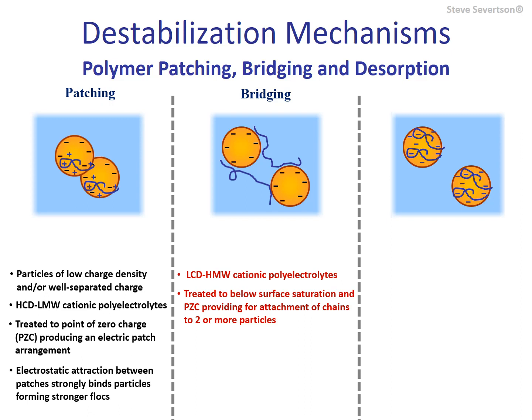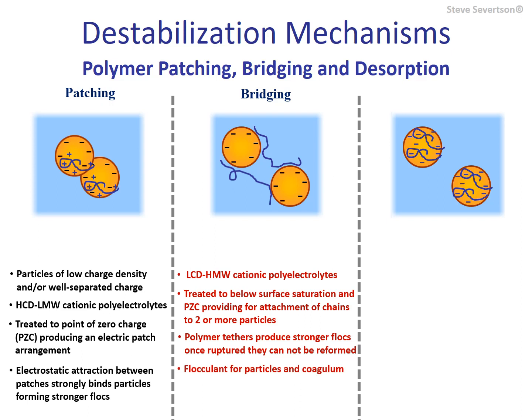The concentration of polymer used is extremely important because the adsorbed polymer must leave sufficient room for the further attachment of polymer chains. In practice, optimal feed levels are well below charge neutralization and surface saturation. Bridging produces strong flocs, but once sheared, such structures are unable to reform. Coagulation, through charge neutralization and/or patching, is often used along with bridging flocculation for the separation of colloidal solids.